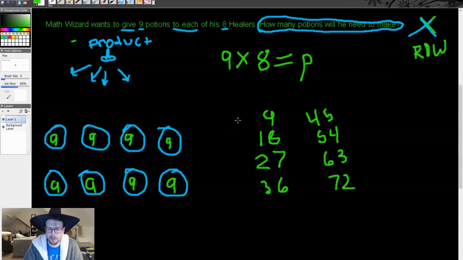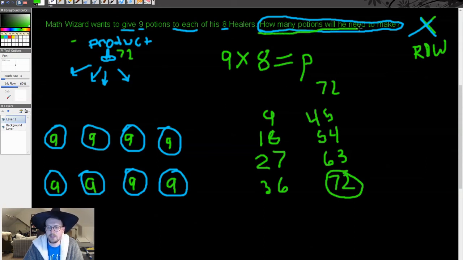72. So I did 1, 2, 3, 4, just like I did here, and then another set of 4 to get my total of 8, 72. So P, the number of potions that I wanted, equals 72. And now check, does that make sense? If I had 72 potions, could I give 9 out to 8 different people? Yeah, I think that answer makes sense.